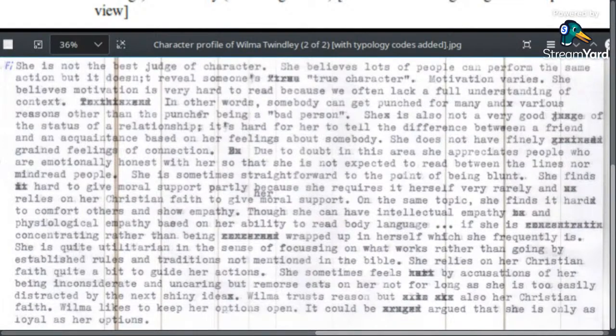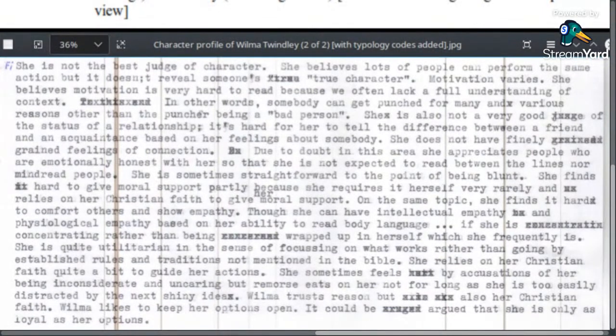She is also not a very good judge of the status of a relationship. I etched out the word judge and then forgot to write it. It's hard for her to tell the difference between a friend and an acquaintance based on her feelings about somebody. She does not have finely grained feelings of connection. Due to doubt in this area, she appreciates people who are emotionally honest with her so that she is not expected to read between the lines nor mind read people. She is sometimes straightforward to the point of being blunt.